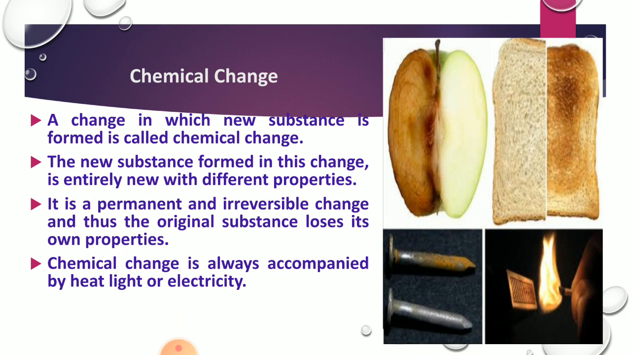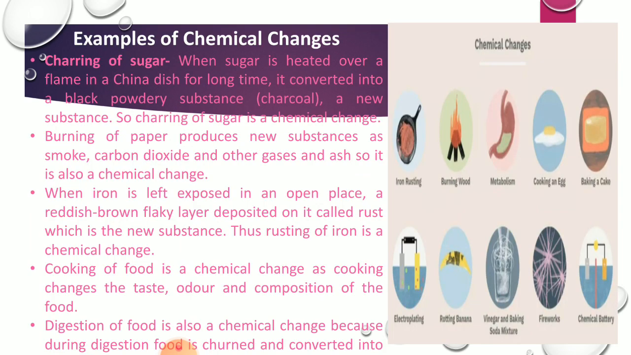Chemical changes are not merely a change of state, meaning not only the state changes, but the composition of the substance also changes. A chemical change cannot be reversed, and it is always accompanied by heat, light, or electricity. So here we can see the examples of chemical changes.